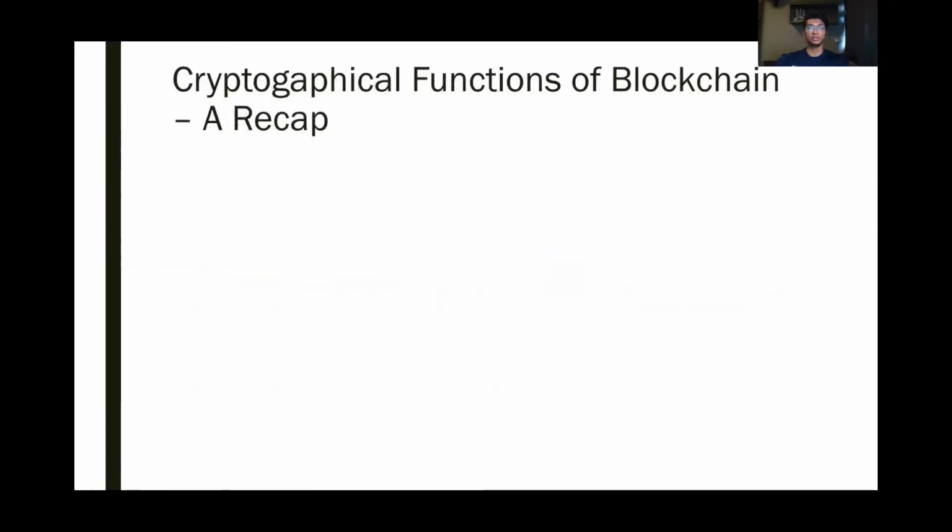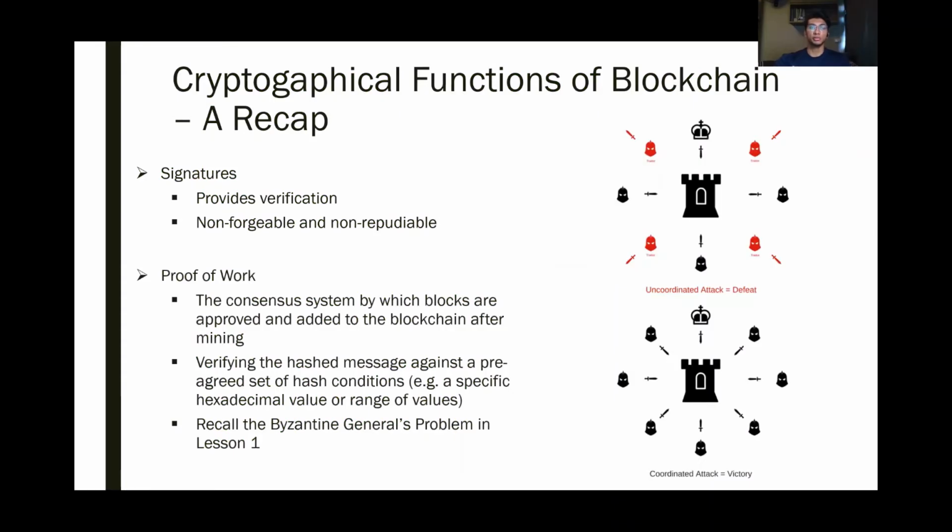Signatures are also an important function that provide verification and cannot be forged or disputed. You will also recall the proof of work consensus system by which blocks are added to the blockchain after being mined and approved by verifying the hash message against a set of conditions that must be met. Moreover, the Byzantine general problem would be from Lesson 1 as well. If you need to brush up on any of these concepts, please do access the materials and videos to revise them before continuing with this week's videos.